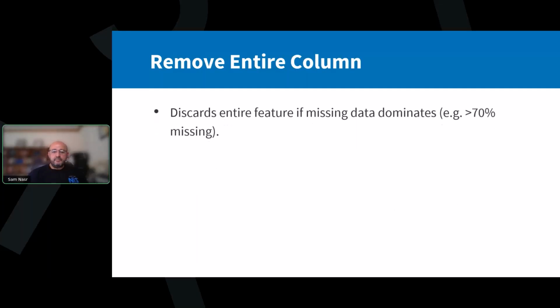Another thing to consider, and this is mostly dependent on what the subject matter expert would recommend, we can discard an entire feature if the missing data dominates. So if we have, let's say, a large number of records that have missing data for a specific column, and that column is a feature, we might want to disregard it completely. But again, that is something the SME would help to guide on.